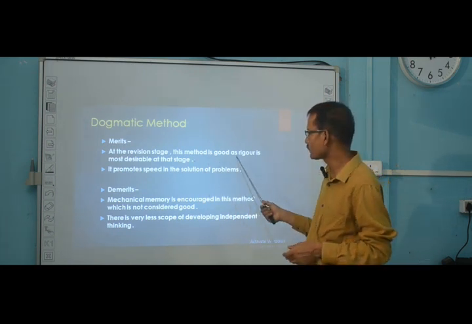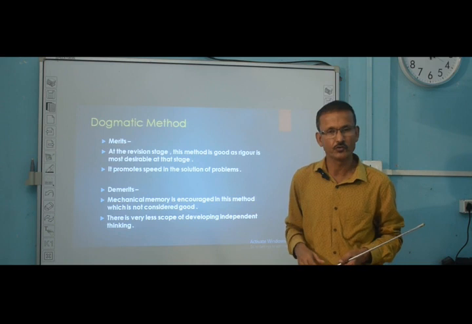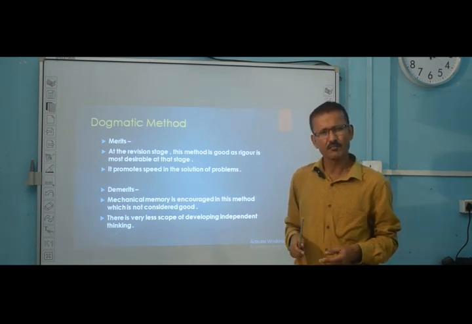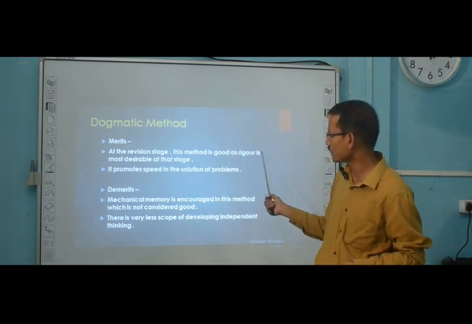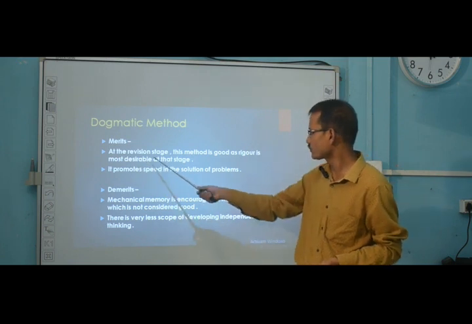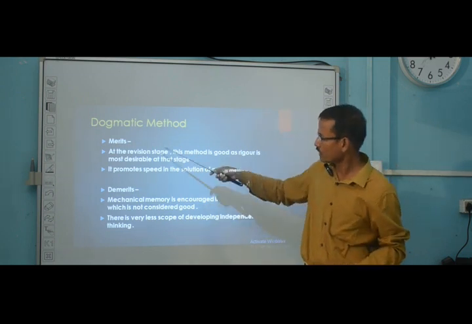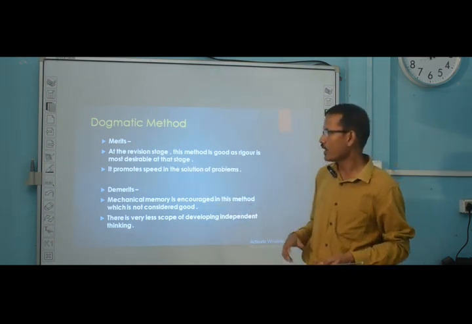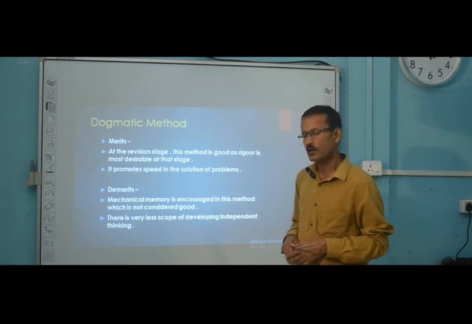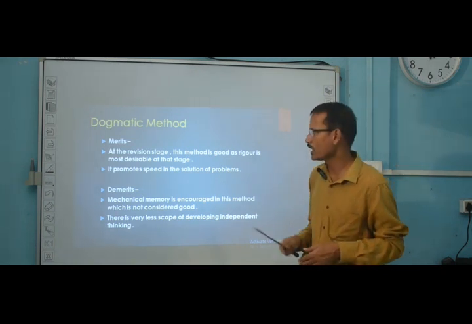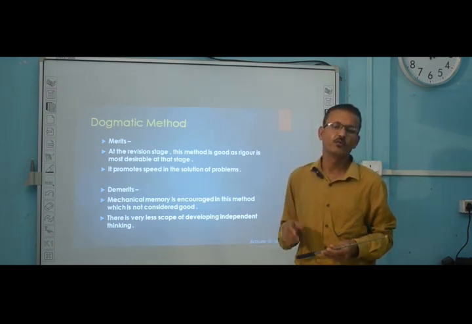So at this revision stage, if we follow the dogmatic method, if we follow the instructions of teachers without question, with exactness, with rigor, that may yield some amount of good. So it's a merit that at this revision stage, this method is good as rigor is most desirable at this stage. Next, it promotes speed in the solution of problems. These 2 points support each other. When at the revision stage we follow the rules and regulations strictly, what ultimately will it do? It will promote speed among the learners while we go for solution of problems.